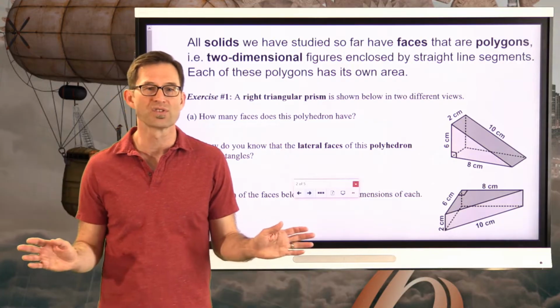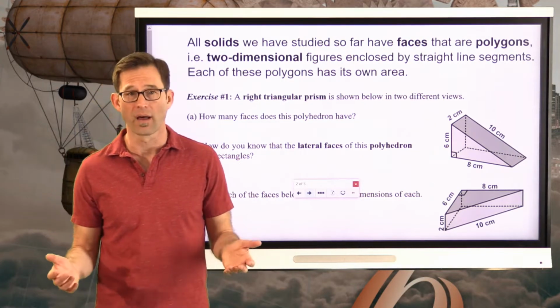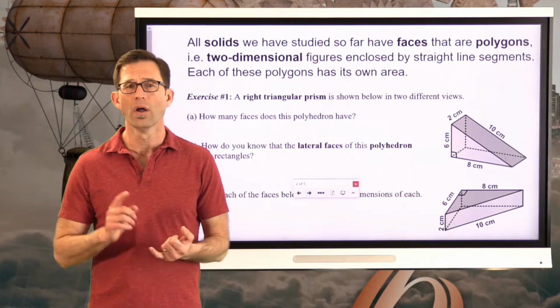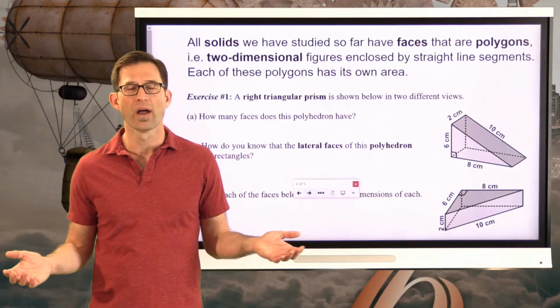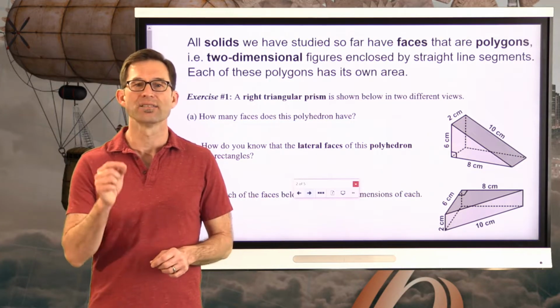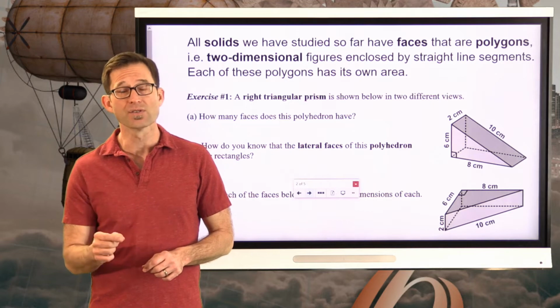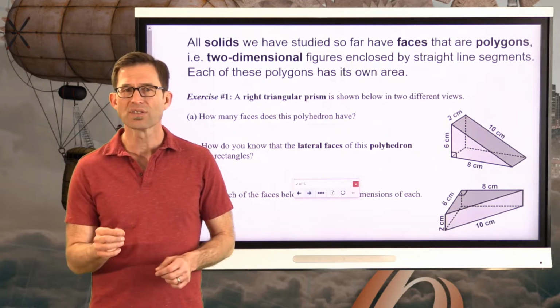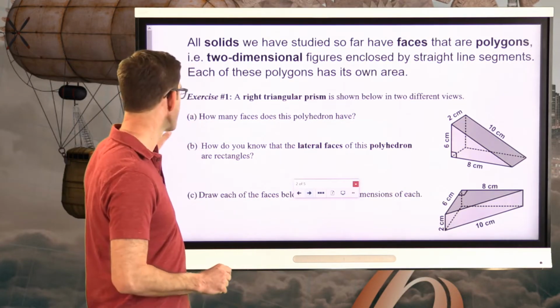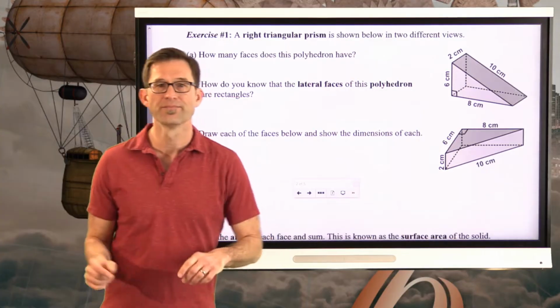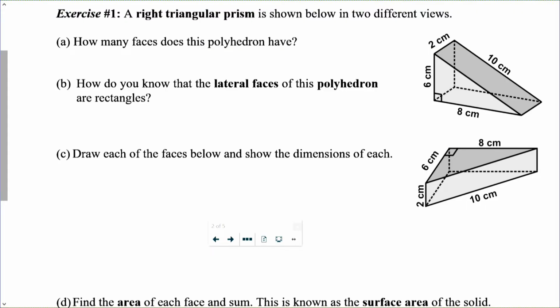Now, all solids we have studied so far have faces that are polygons, right? Whether those faces are triangles or parallelograms or whatnot, but they're all polygons, right? And each one of those faces has its own area because all the faces are two-dimensional objects. And that gives us a little bit of a hint about what surface area is going to be. But let's dive into exercise number 1 and talk about it. A right triangular prism is shown below in two different views. Letter A, how many faces does this polyhedron have?